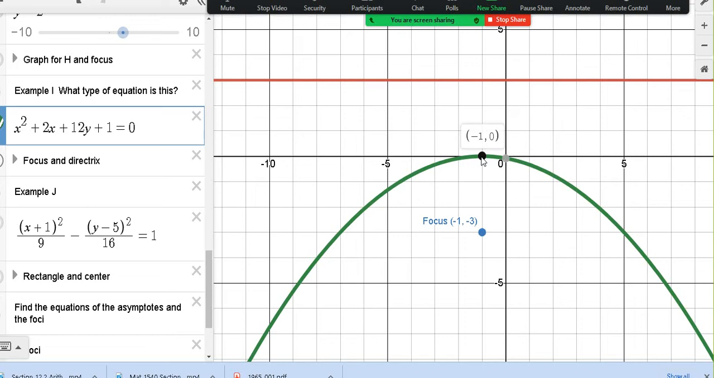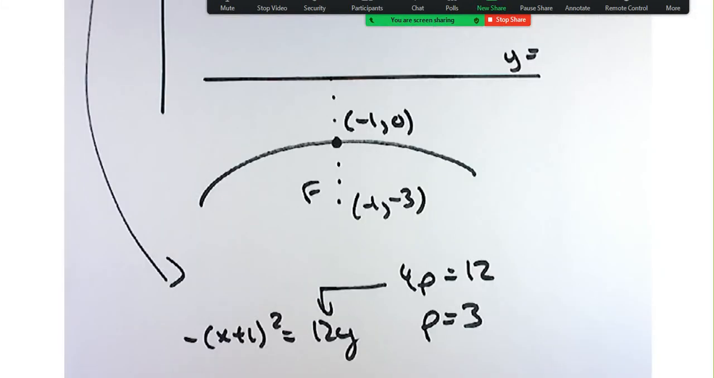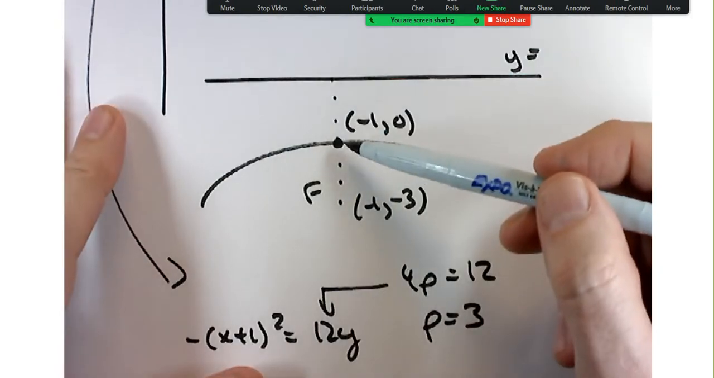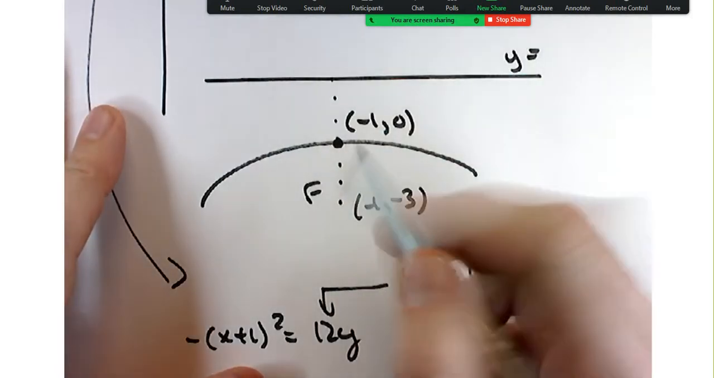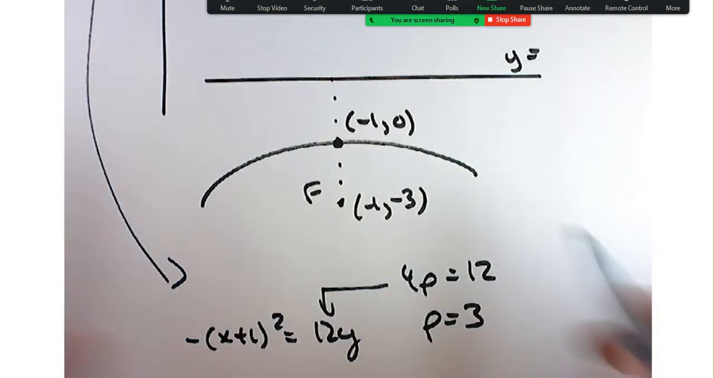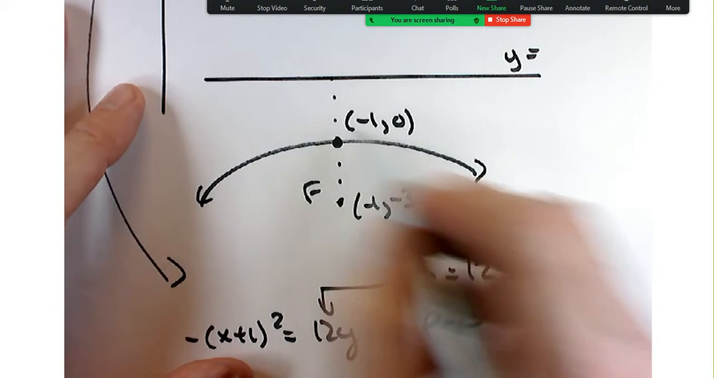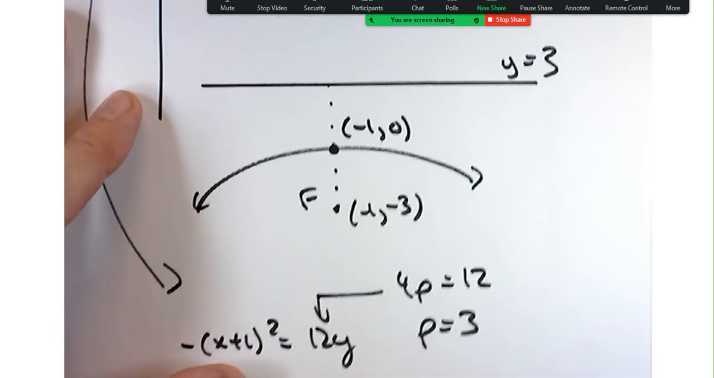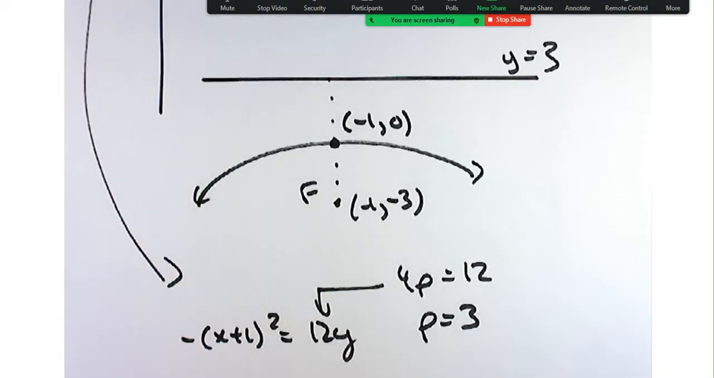Now you can play around and keep track of the fact that it's a -3, but I find it easier to keep track of the orientation. I knew that I had to go down 3 because that's going to put the focus inside of the branch of my parabola. And then up 3, y equals 3. Nice.